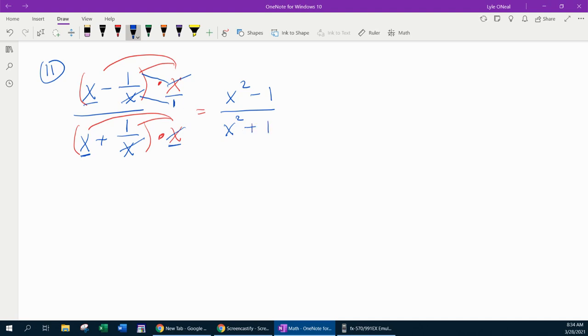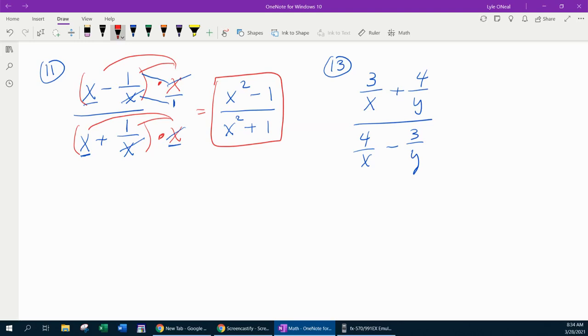Now, if you can factor and reduce, you need to do that. In order to get full credit, you're going to have to simplify your fractions completely. However, the denominator is the sum of two squares, which doesn't factor. And so this would be your answer reduced to lowest terms.